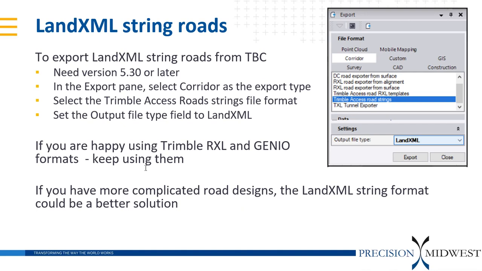To export LandXML string from TBC, you have to have at least 5.3, and then in the export pane choose corridor as the export type. Select the Trimble Access road strings file format and set the output file to LandXML. If you're happy using the Trimble RXL and the Geno formats, go ahead and keep using them. If you have a more complicated road design, though, the LandXML string format would be a better solution for you.